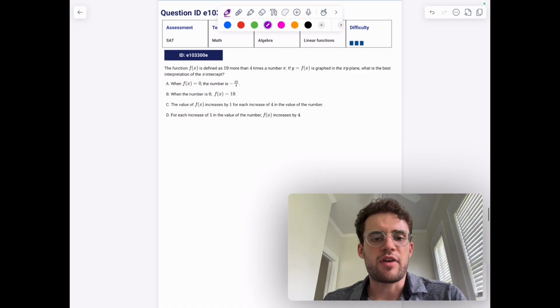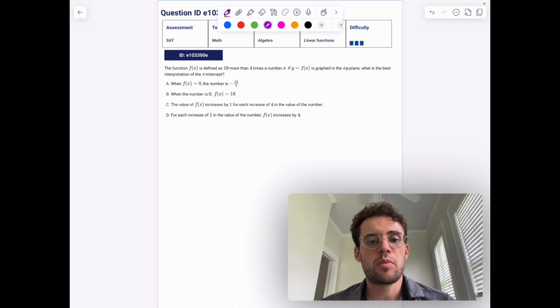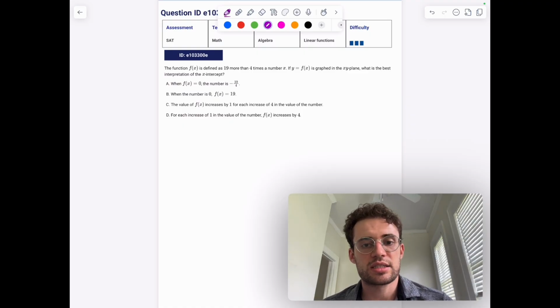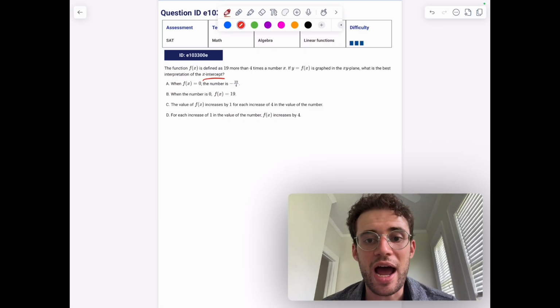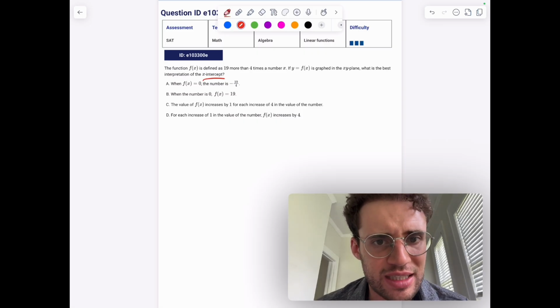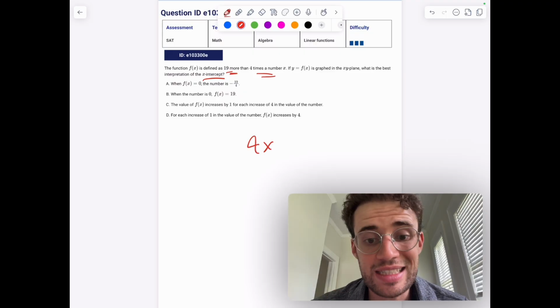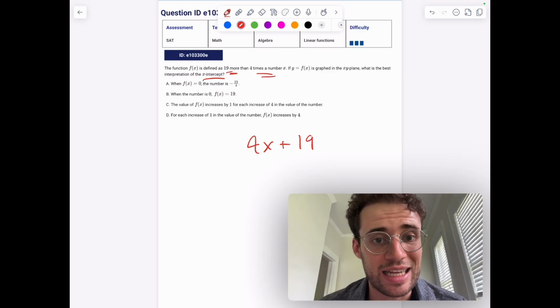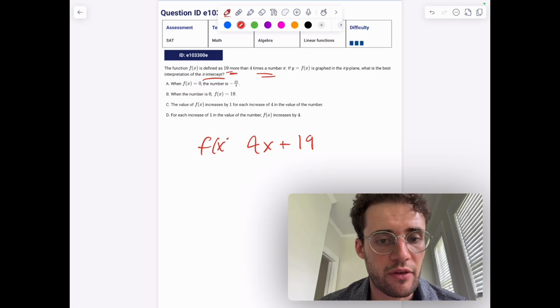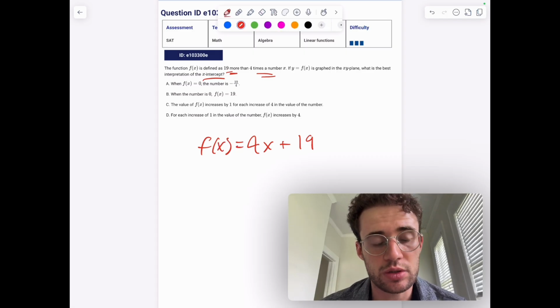The function f of x is defined as 19 more than 4 times the number x. If y equals f of x is graphed in the xy plane, what is the best interpretation of the x-intercept? The x-intercept is when y equals 0. They say f of x is defined as 19 more than 4 times the number x, so that's 4x, and 19 more than that would be 4x plus 19. So f of x equals 4x plus 19.